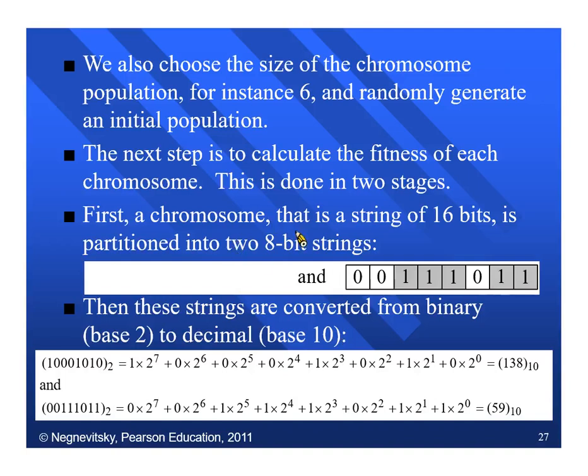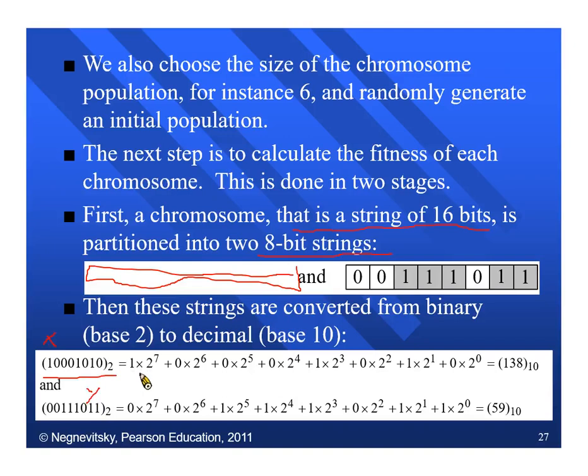First, a chromosome that is a string of 16 bits is partitioned into 8 bits and another 8 bits. Then the strings are converted from binary to decimal, the same as in the previous problem. For example, this is x, and this is y.